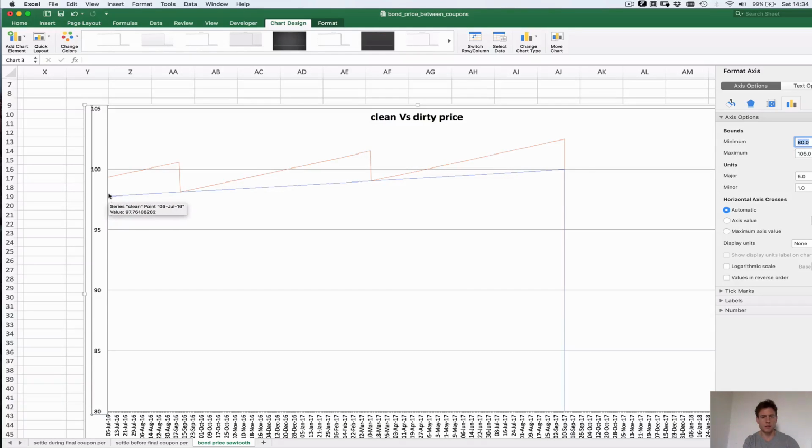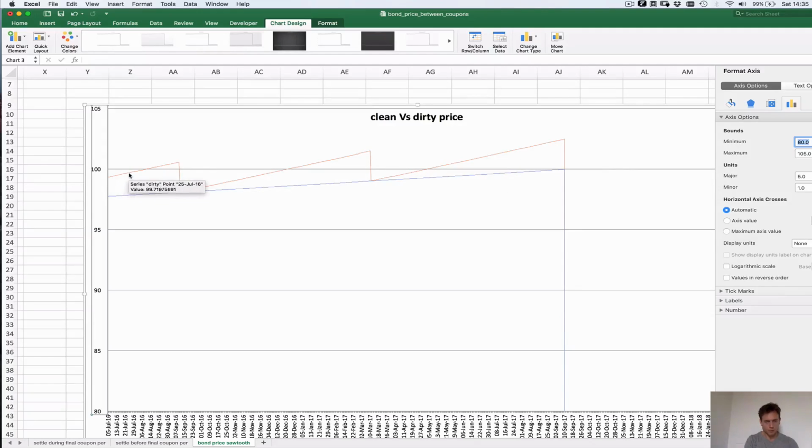and we see that the orange value here is the dirty price. And this picture tells a lot. The orange value tells us the present value of all the cash flows of this bond. As I mentioned before, on the 5th of July 2016, we have three cash flows remaining. We have the one that happens on this date, the one that happens on this date, and the final one on this date.